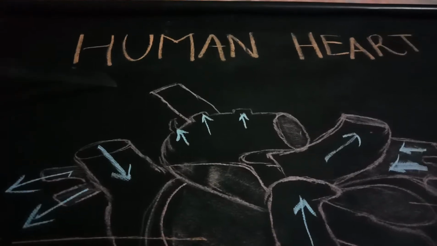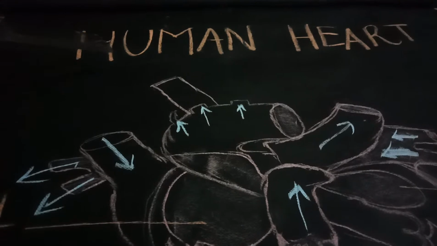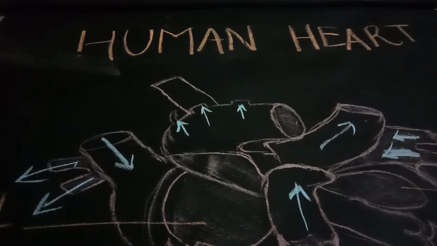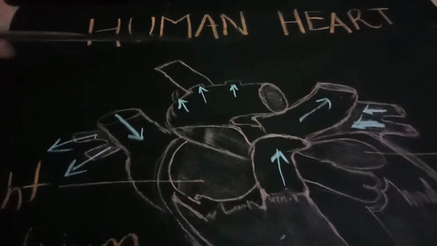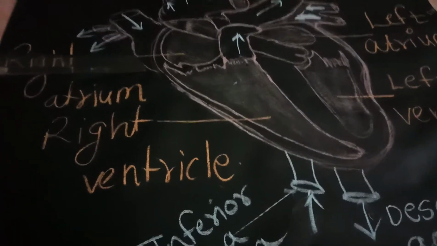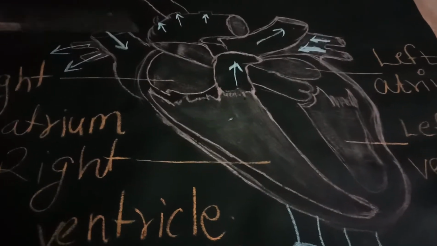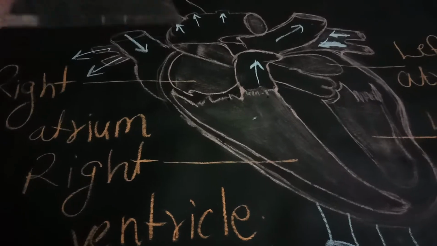Welcome back, dear students. In the previous session we have seen the parts of the circulatory system. In this session I am going to explain about the heart. Are you able to see the diagram of the human heart? Yes, correct. We are going to learn in detail about the structure and function of the human heart.